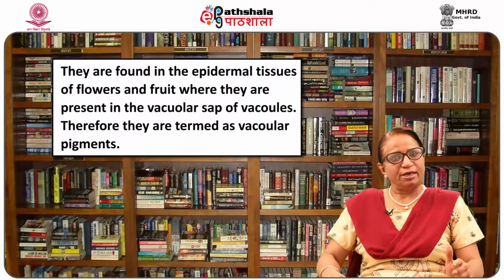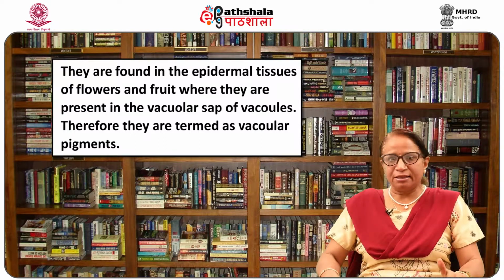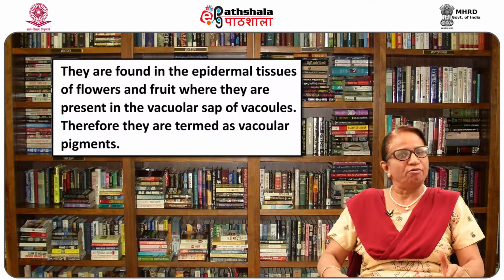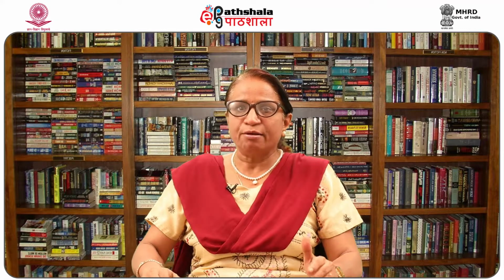Flavonoids are widely distributed plant pigments. Every type of plant contains one or more of these pigments in different chemical formulations. They are found in the epidermal tissues of flowers and fruits, where they are present in the vacuoles. Therefore, they are also termed as vacuolar pigments. Flavonoids are also synthesized as intermediary products during light absorption by phytochrome and flavins.